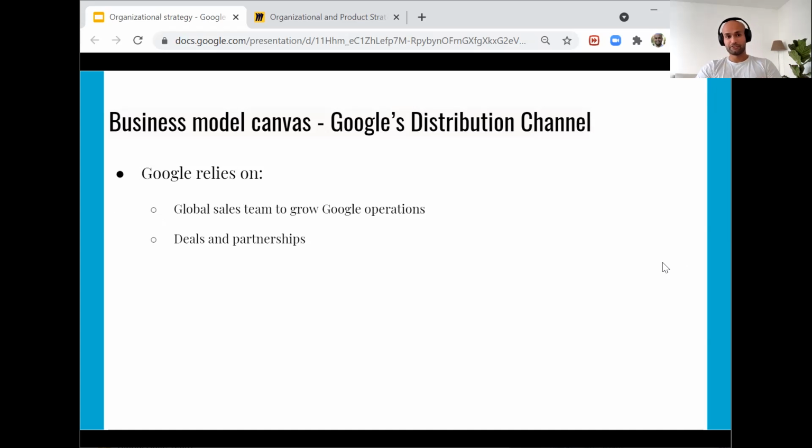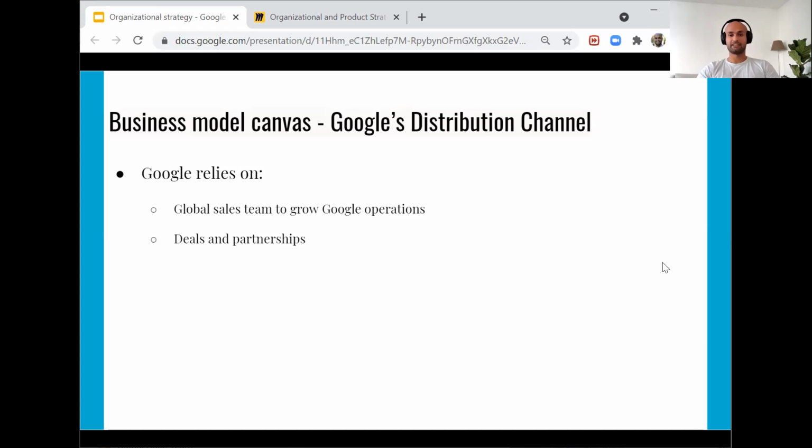And we also have distribution channels, right? So how does Google distribute its product or service? They rely on this global sales team to grow the operations, as well as deals and partnerships. So when you think about distribution channels, there are steps it takes for a product to get in the hands of a customer. So how can you get it from your organization to the customer, to your target customer?